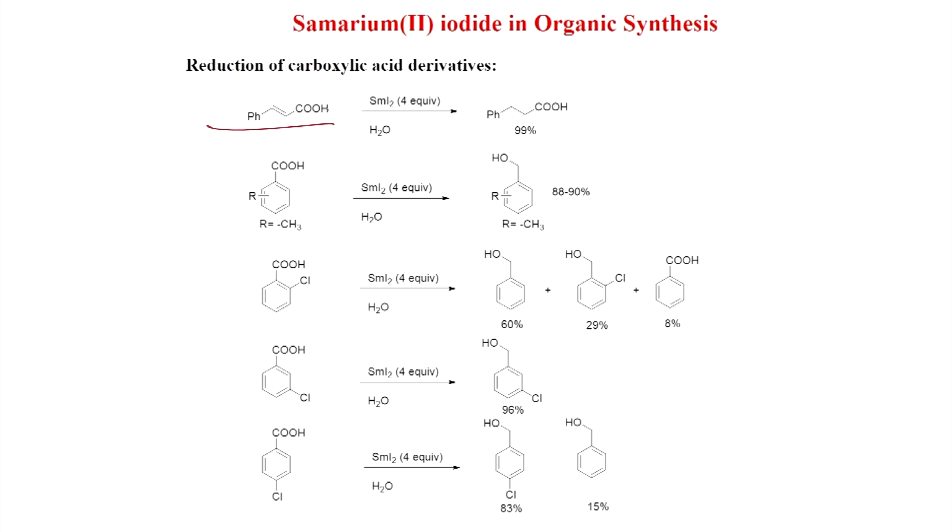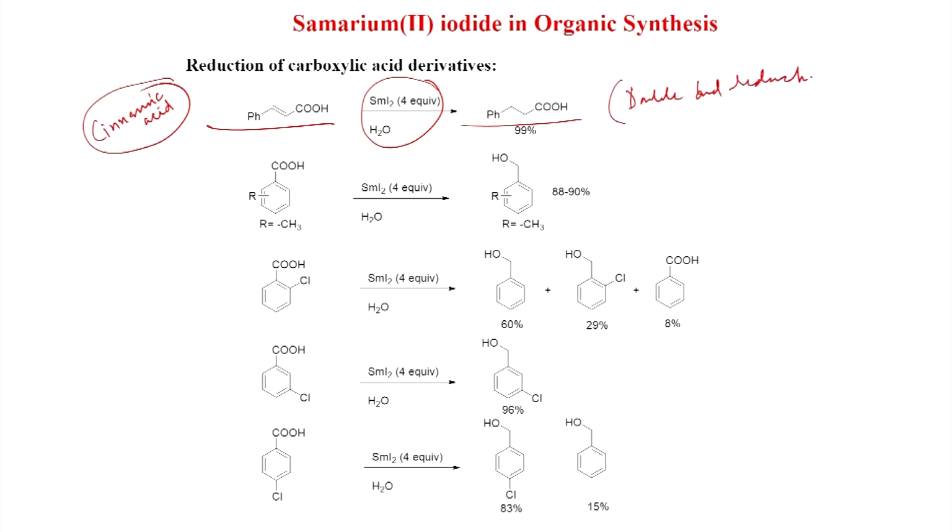So, with cinnamic acid, this is very important. If you have an alpha beta unsaturated acid like cinnamic acid with samarium iodide 4 equivalent, and water is also added, only the double bond is reduced. So, double bond reduction is very fast, because the double bond is conjugated with this electron withdrawing group, and you get this hydrocinnamic acid in 99% yield. Also benzoic acid derivatives, we have already seen the benzyl alcohol will form, like here ortho-chloro also.